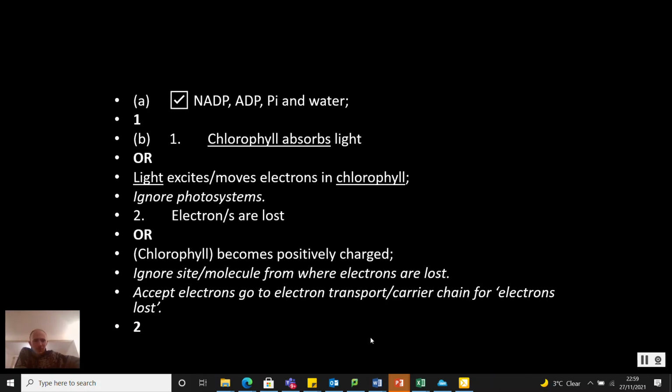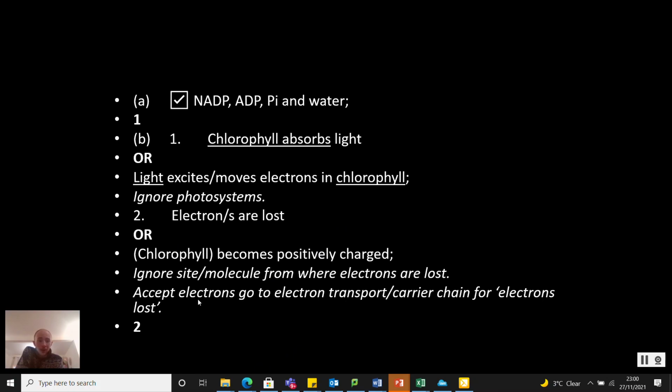Now describe what happens during photoionization in the light-independent reaction. Let me show you the mark scheme. 1. Chlorophyll absorbs light. 2. Electrons are lost or chlorophyll becomes positively charged. You could have electrons go to the electron transport carrier chain. Now you might also have written about how they're going to be passed along, about how hydrogen ions are being passed across. That's all perfectly good, but those are the two things they want you to focus on.